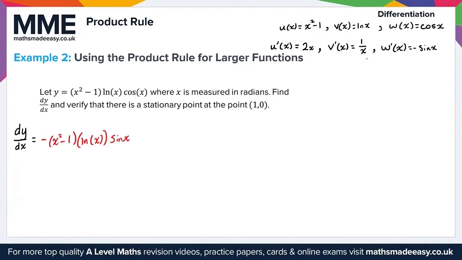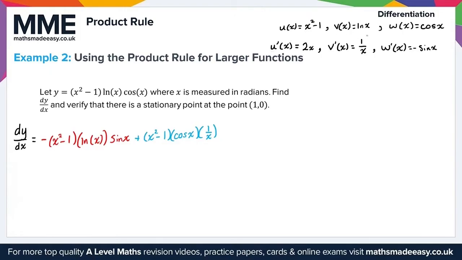Okay, so in that case here, it's going to be plus x squared minus 1 times cos x times 1 over x. And for now, I'm not going to do any simplification just yet. We'll do that on the next line. Okay, so that's the second part where we've done u of x times w of x here times v prime of x.